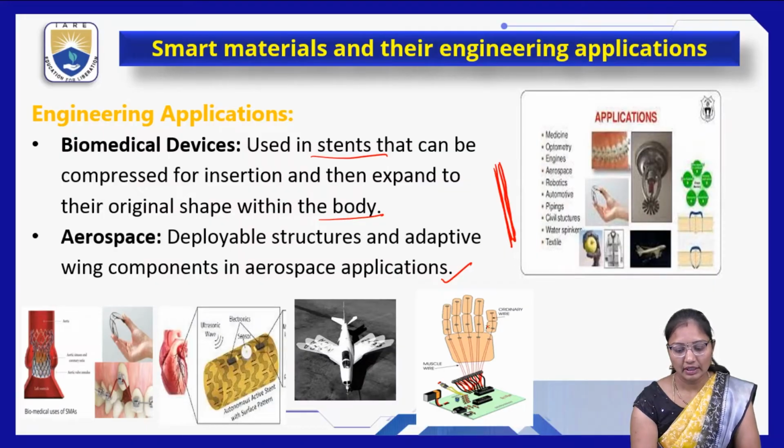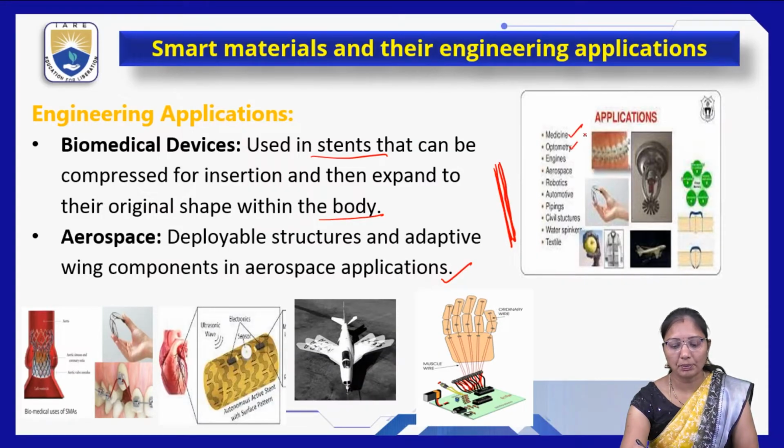Even here, in this ordinary wing, this is a muscle wire. Shape memory alloys are used because they retain their shape and open again. So this is about shape memory alloys. They are also used in medicine, optometry, engines, aerospace, robotics, automotive, piping and civil infrastructure, water sprinklers and textile industries.